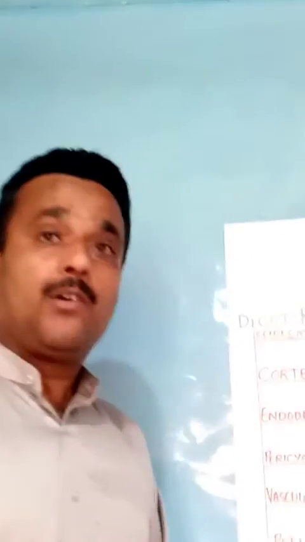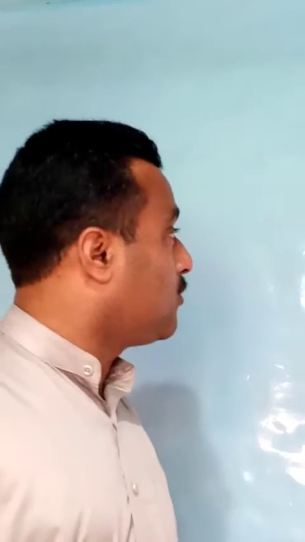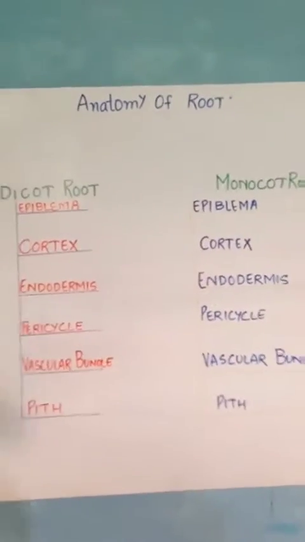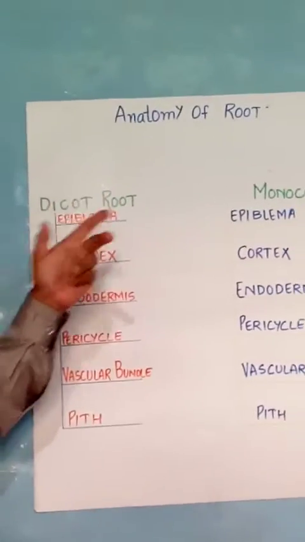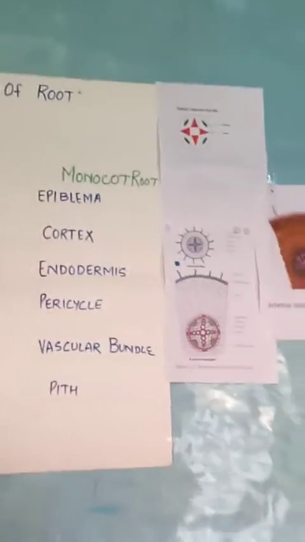Now after this, what we are going to discuss is the roots. We have mainly two types of plants. The first is the dicot root, from dicotyledonous plants, and the second is the monocotyledonous plants.